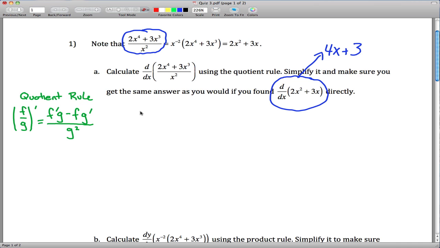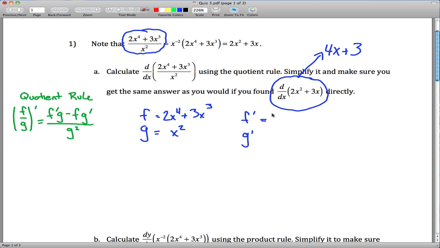So alright, we're using the quotient rule. What I call f, the thing on top, is 2x to the 4th plus 3x cubed. And g, the thing in the denominator, is x squared. Those are both derivatives we know how to take.